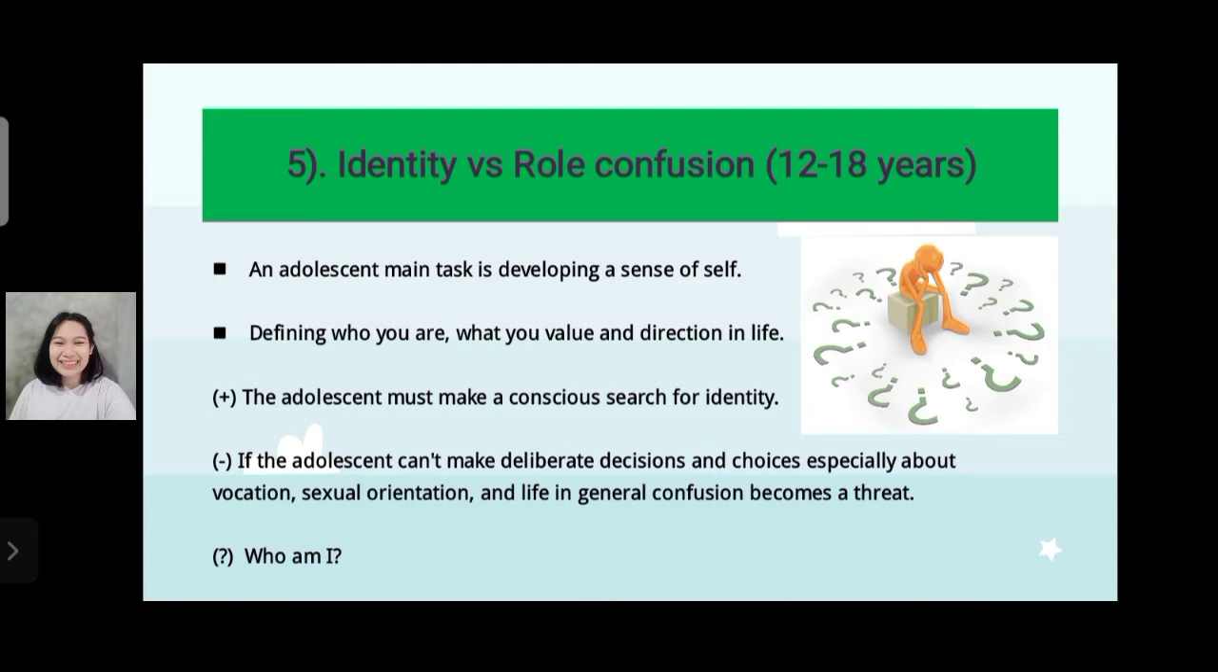So in identity, you will now have ways of thinking like, do I like girls? Do I like boys? Or do I love wearing pink shirts? Or wearing a dress in public? Or do I just want to wear this typical white shirt? The positive side is that the adolescent must make a conscious search for identity. The negative is, if the adolescent cannot make deliberate decisions and choices like sexual orientation and vocation, general confusion becomes a threat. So the major question is, who am I? I'm very sorry for that one.